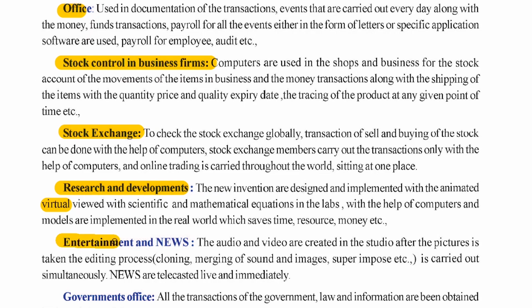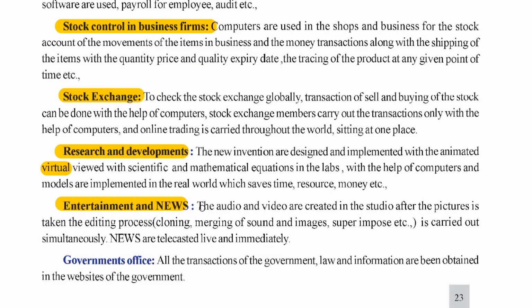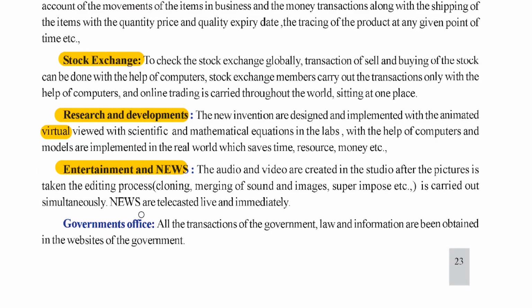Entertainment and news. We have seen computers are used in audio and video, studio creation, editing after pictures are taken, cloning, merging, sound and images. In a TV channel, you can see many things taking place at the same time. How does it work? Because of the computers working in the background.